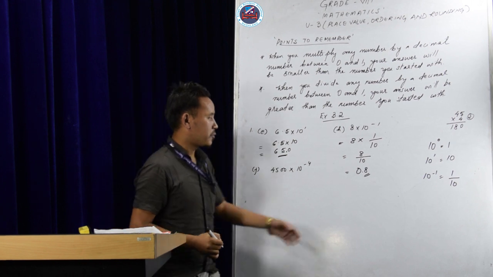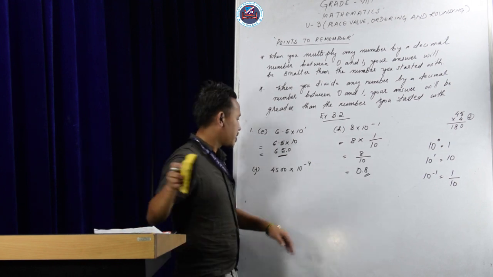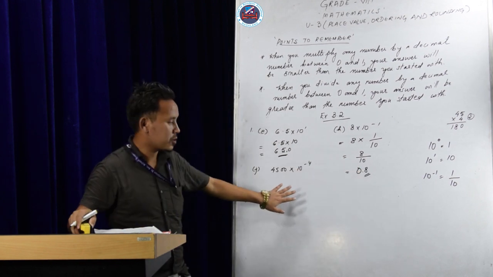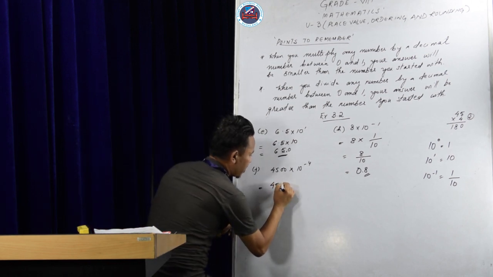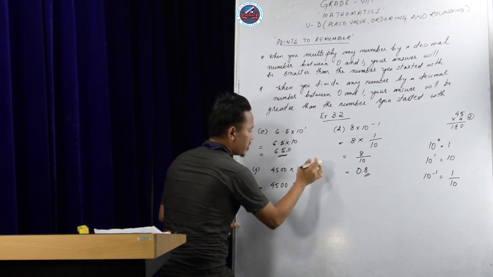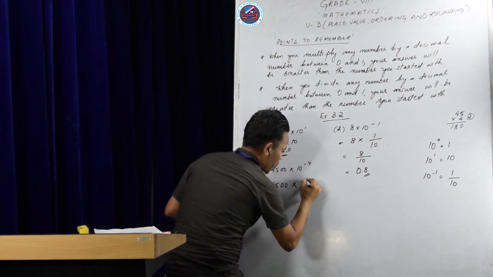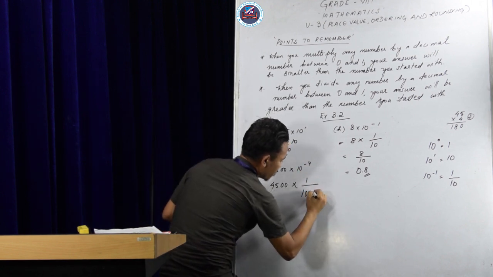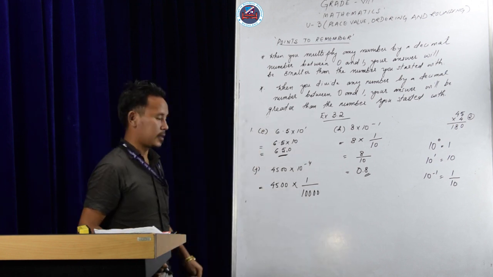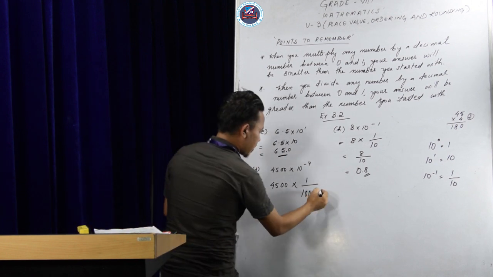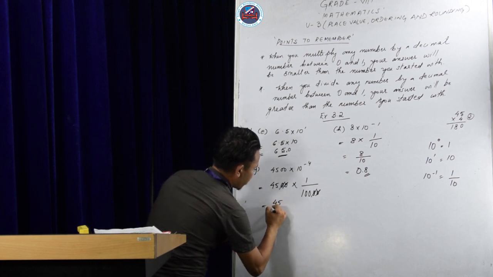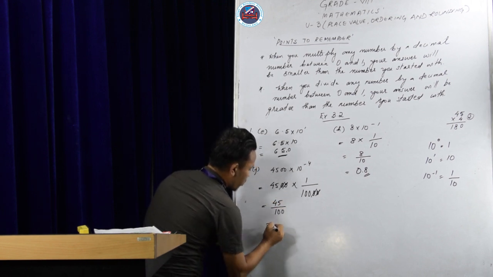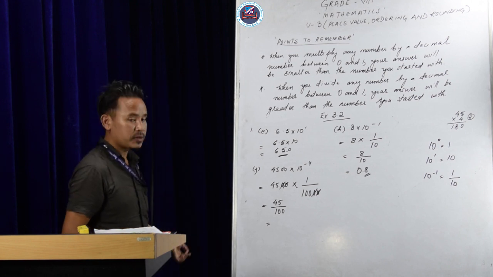Right? If we have 2, for example, in this case, the next question will help you understand more. Here we have 450 into 10 to the power minus 4, which means 1 divided by 10,000. It's simple. So what we can do is cancel out the zeros, 1 2, 1 2 gone. We are left with 45 divided by 100.